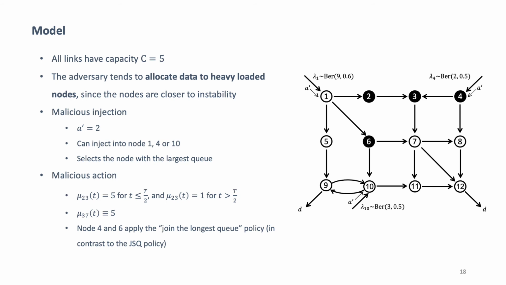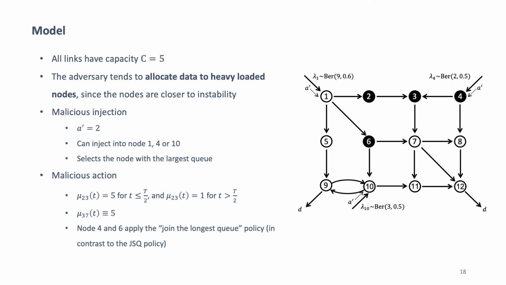Finally, we consider a network with 12 nodes. 8 nodes are accessible and 4 nodes are malicious. So the adversary tends to allocate data to heavily loaded nodes because these nodes are easier to be destabilized. So the malicious injection has a quantity of 2. It can inject into node 1 or 4 or 10. It selects the node with the largest queue.